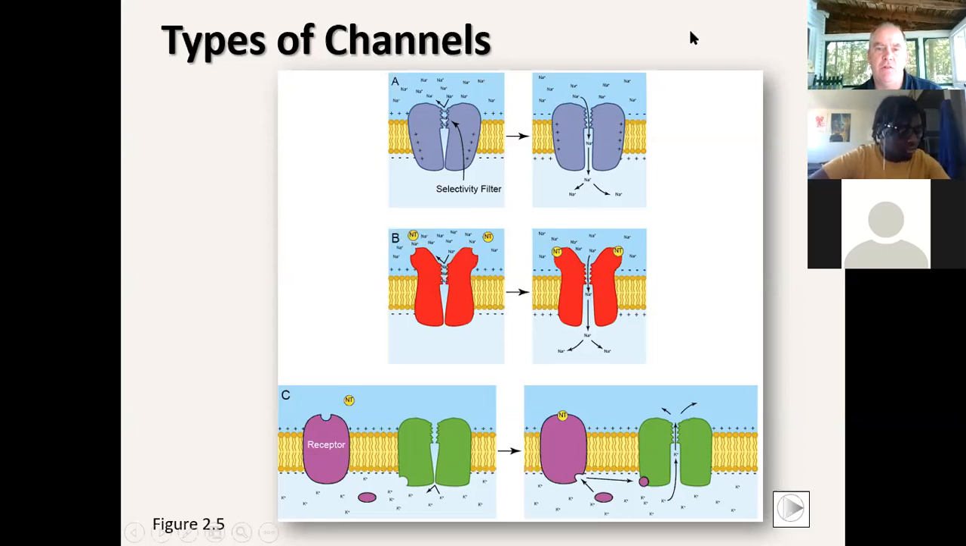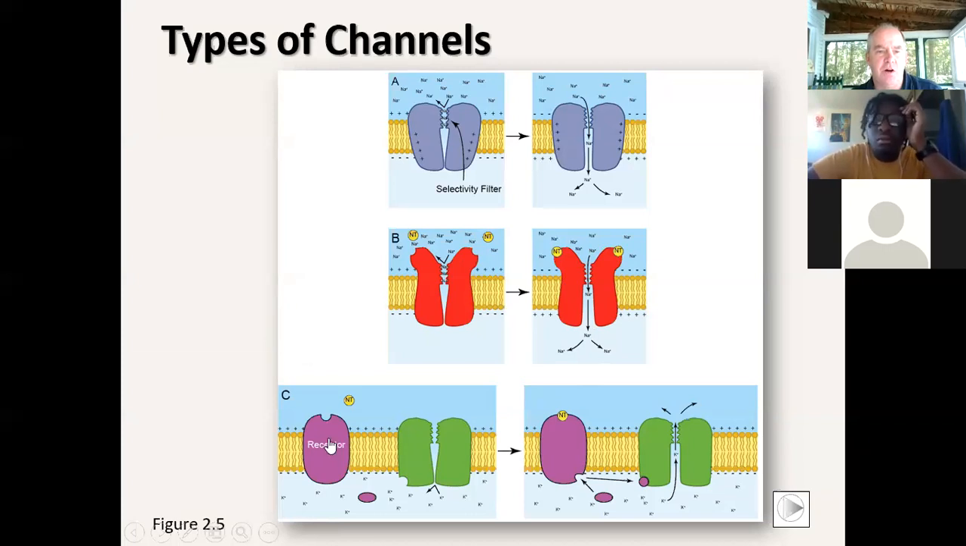And then you've got your ion-activated, or neurotransmitter-activated channel, or ligand-dependent channel. In this channel, again, you've got your gate that keeps it closed, your selectivity filter, but what causes it to change conformation and open is the binding of a neurotransmitter. These are what your nicotinic acetylcholine receptors are like. The acetylcholine binds, the channel changes conformation, and sodium comes through.